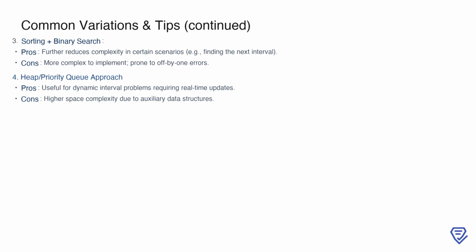Another option is the heap or priority queue approach, which is particularly useful for dynamic interval problems where updates need to be processed in real time. While this method offers flexibility, it comes with higher space complexity due to the auxiliary data structures involved. Understanding these trade-offs and choosing the right approach based on the problem constraints is crucial for crafting an optimal solution.